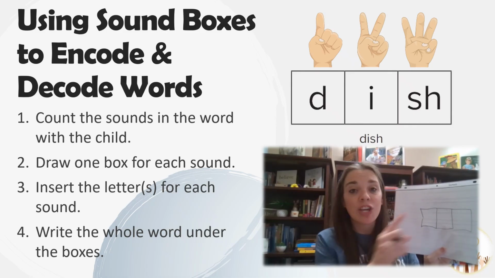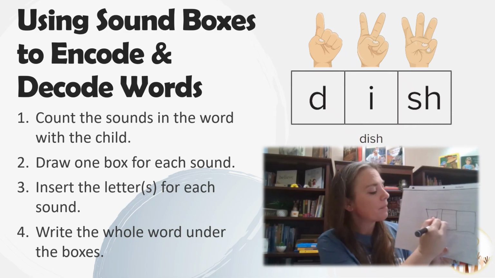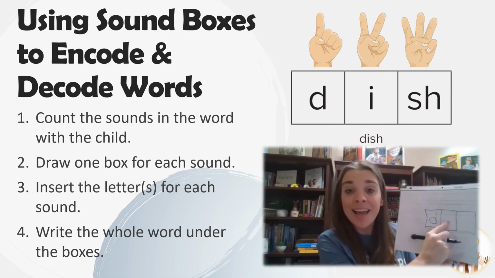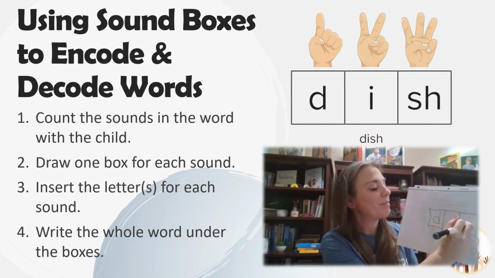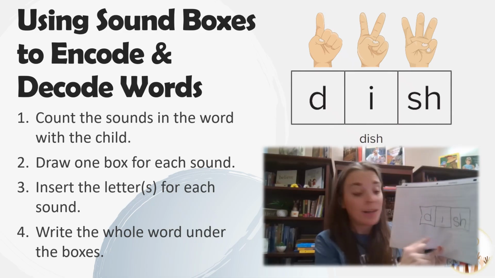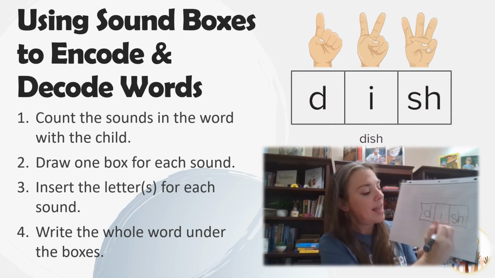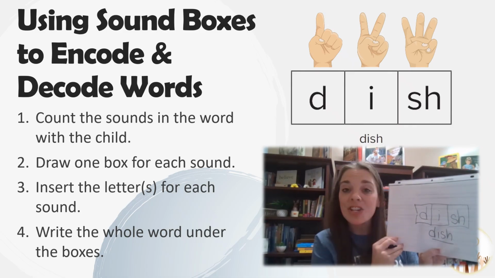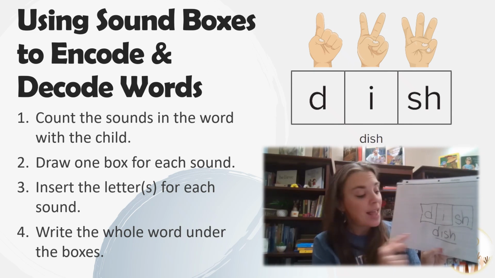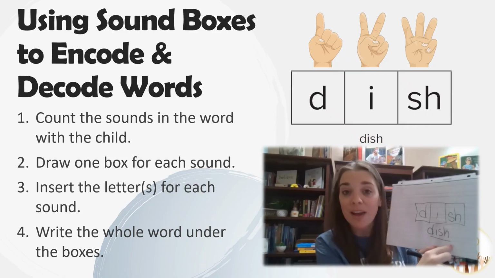Now we're going to touch each box and say the sound. So D is D. I is I. Sh is SH. Dish. Finally, we'll write the word like a complete whole underneath. Ready? D, I, sh, dish. Notice that each time I said the word and I said the sounds, I made sure I'm connecting the sounds that I'm hearing with the letters that are spelling them and then having that final word.